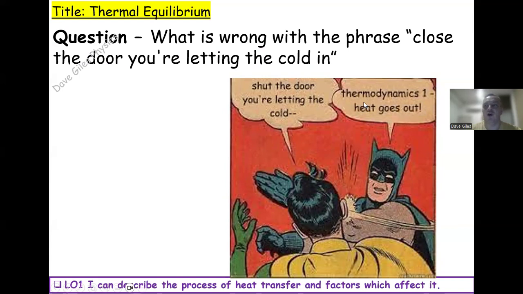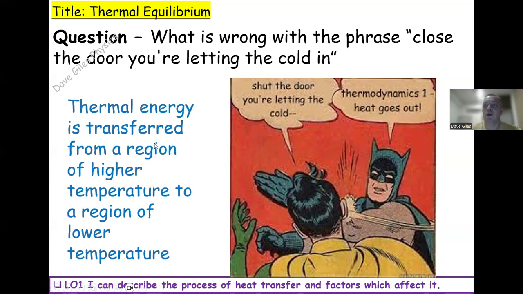Thermodynamics 1, heat goes out. So thermal energy is transferred from a region of higher temperature to a region of lower temperature. So you don't let the cold in, you are letting the heat out.